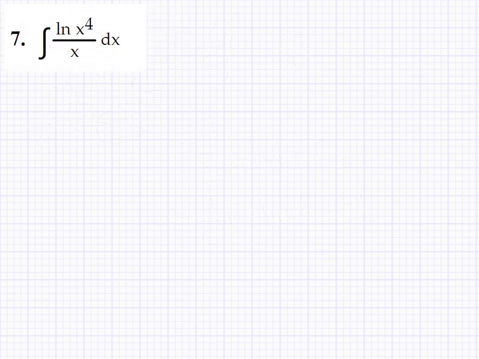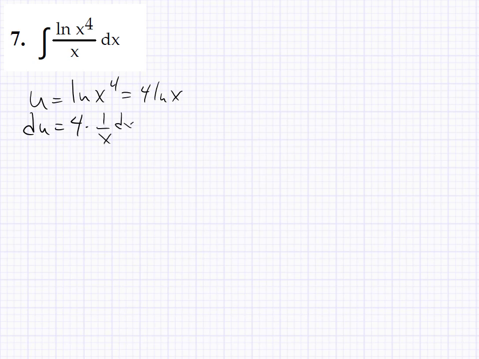Here's a similar one, same idea. I want u to be my logarithm. I could write that as 4 log x, so that when I go to take the derivative, I have 4 times 1 over x dx.